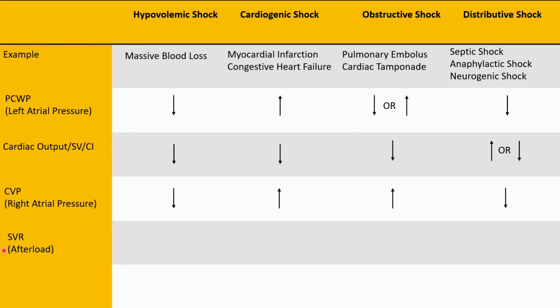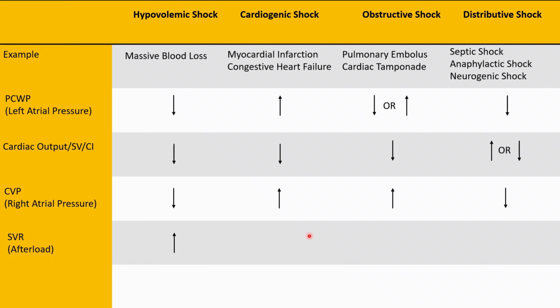Next, afterload, SVR. Systemic vascular resistance. What do you think of when you say systemic vascular resistance? You think of vasoconstriction or vasodilation. Hypovolemic shock. Will there be vasoconstriction or vasodilation? If you don't have blood, then your sympathetic nervous system will compress your arteries, constrict your arteries. You'll get vasoconstriction, so SVR will rise.